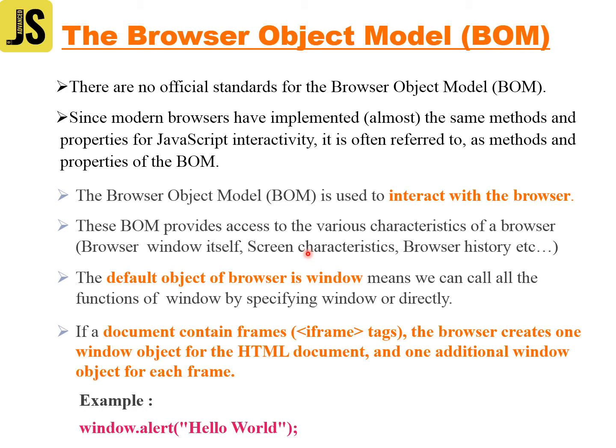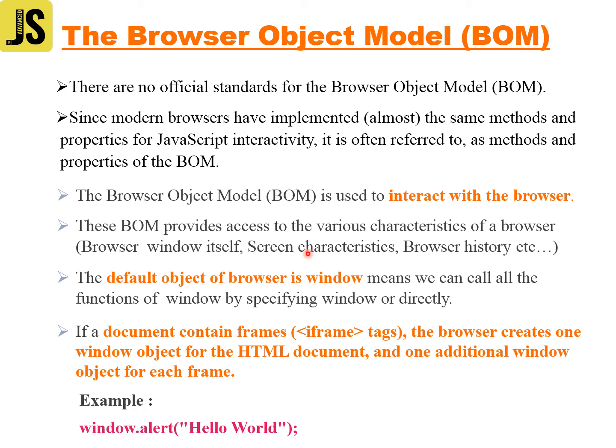The default object of browser is window, meaning we can call all the functions of window by specifying window or directly. If a document contains frame or iframe tags, the browser creates one object for the HTML document and one additional window object for each frame.